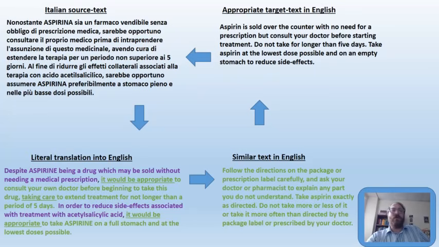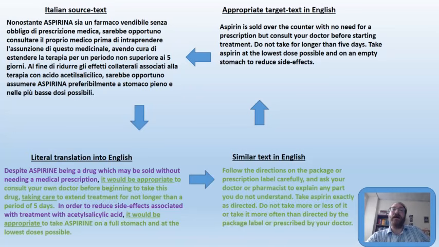So what was highlighted in purple in the literal translation doesn't exist in a similar text. There's no background information. There's no statements of fact. There's just pure, direct orders. Follow the directions. Ask your doctor. Take aspirin. Do not take. So there is none of this hedging language. There is no use of modal verbs. It is a much more direct form of language that is typical in this kind of text in English.